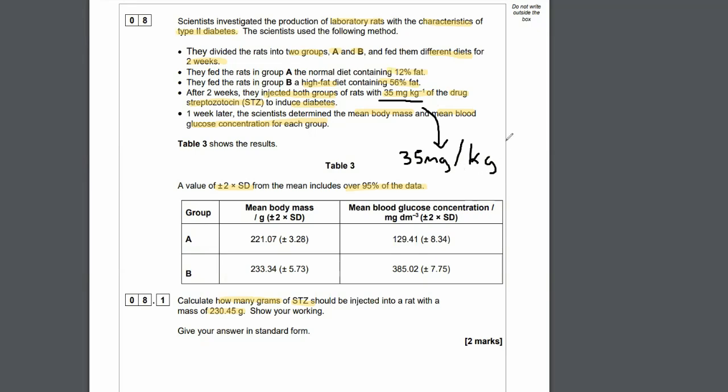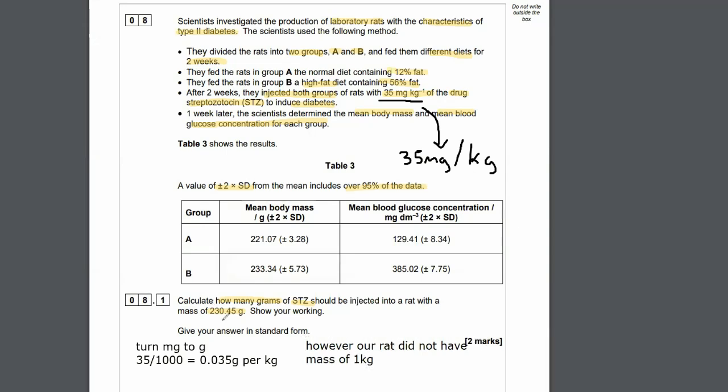Calculate how many grams of STZ should be injected into a rat with a mass of 230.45 grams. Show your working. Well, let's look at those units. We need 35 milligrams per kilogram. So first of all, let's turn the milligrams into grams, because they want the answer in grams of STZ. So 35 divided by 1,000 is 0.035 grams per kilo.